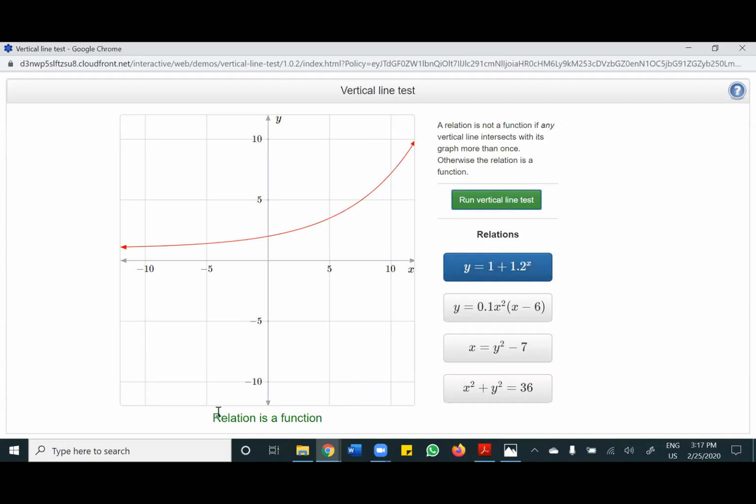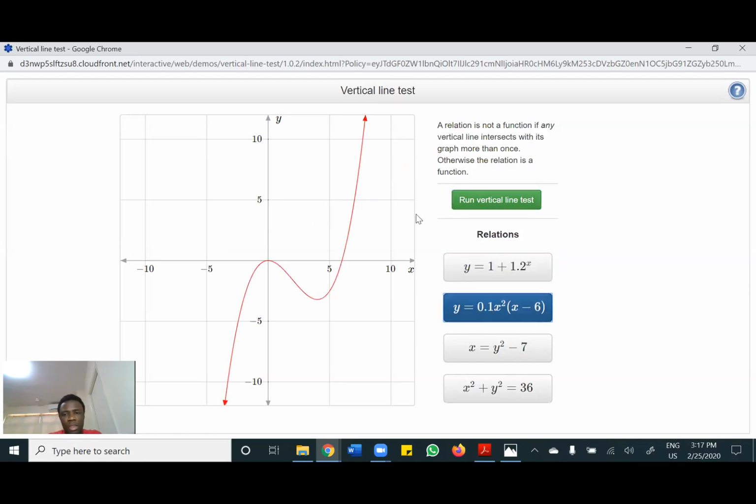And the conclusion is here, so you also look out for the bottom of the screen. Am I making sense? So this is the geometric method. That's what we have just done. Okay, let's see the second. This is another graph. Let's run the line test.